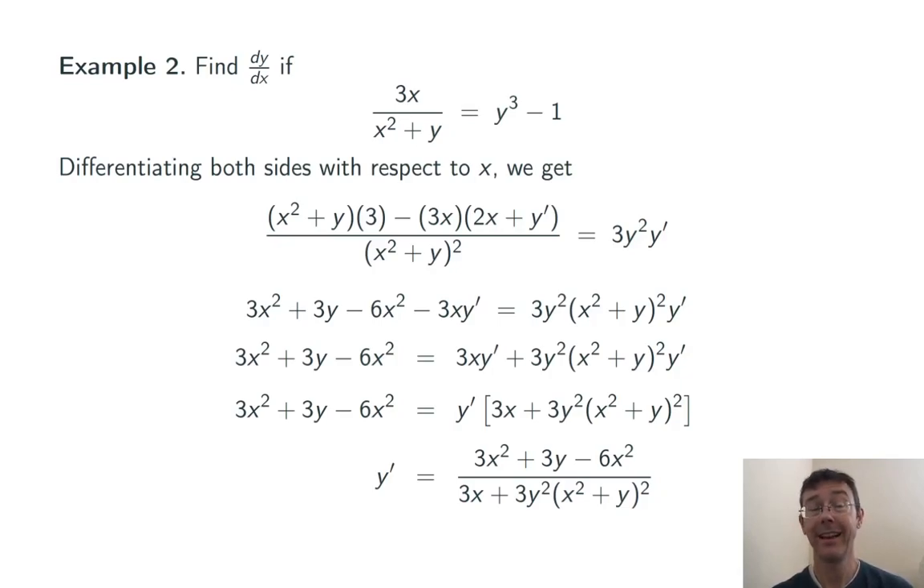Overall, in this case, I get that the derivative y prime is 3x squared plus 3y minus 6x squared, over (3x plus 3y squared) times (x squared plus y) quantity squared.